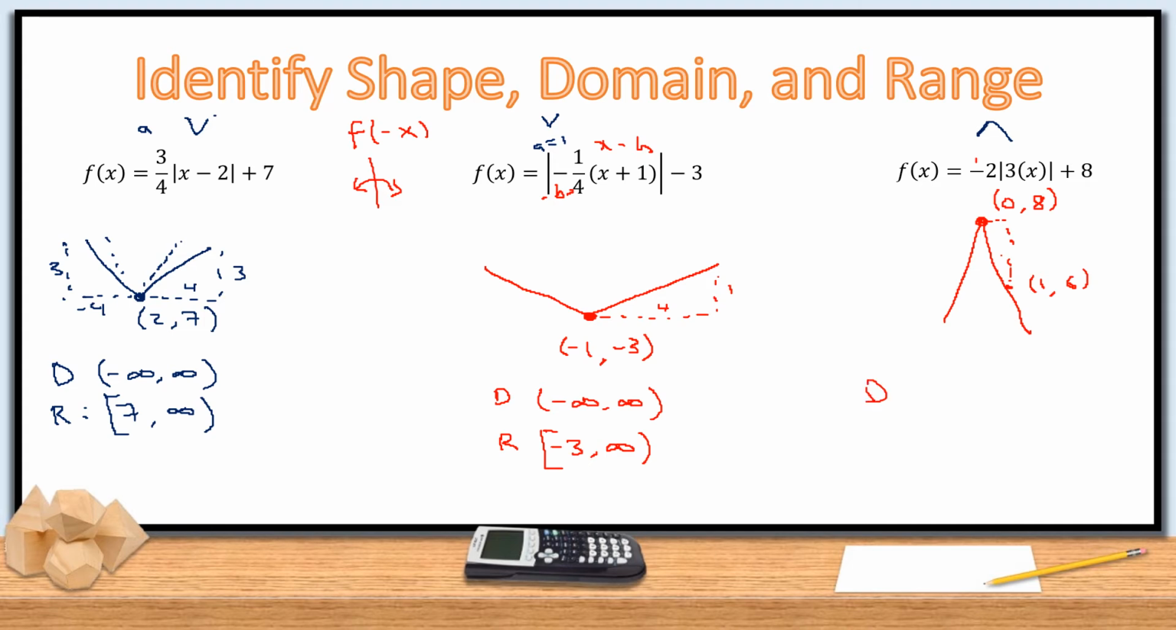Domain. We've got negative infinity to positive infinity, both not included. Range goes from the vertex down. So the highest value in this case is 8, and the lowest value is negative infinity. It goes all the way up to 8, and 8 is included. Done.